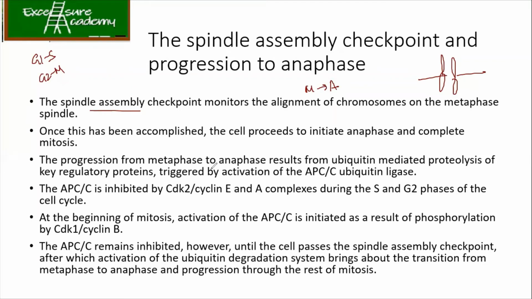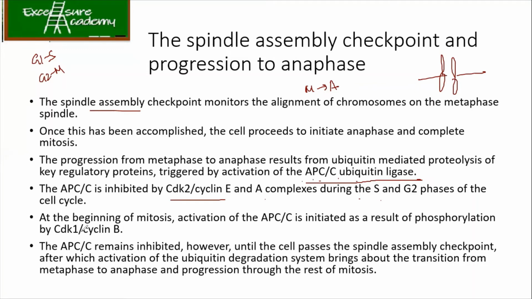So the progression from metaphase to anaphase results from the ubiquitin-mediated proteolysis of certain key regulatory proteins, which is triggered by the activation of APC/C ubiquitin ligase. What is APC? Anaphase promoting complex/cyclosome ubiquitin ligase. So it is inhibited by your CDK2-cyclin E and A complex during S and G2 phase of the cell cycle. Obviously, right, that time मुझे anaphase promoting complex नहीं चाहिए during my S phase and G2 phase. It should be activated in the M phase, right?